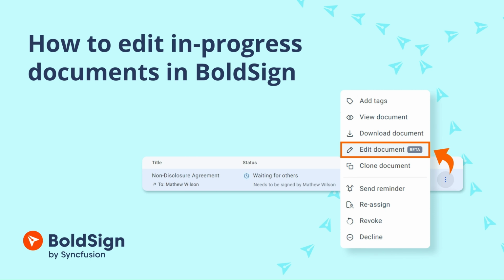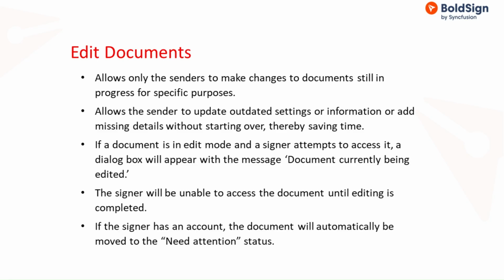This video will show you how to edit documents that are in progress. In BoldSign, the Edit Document feature allows only the senders to make changes to documents that are still in progress for specific purposes. This feature allows them to update outdated settings or information or add missing details without starting over, thereby saving time and improving workflow efficiency.